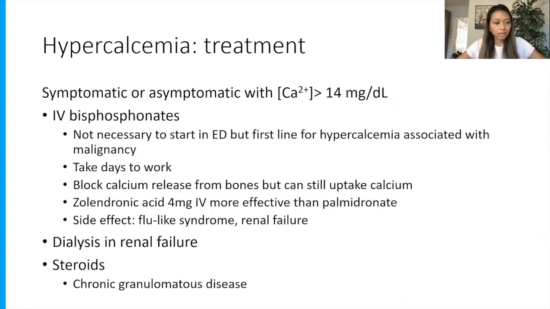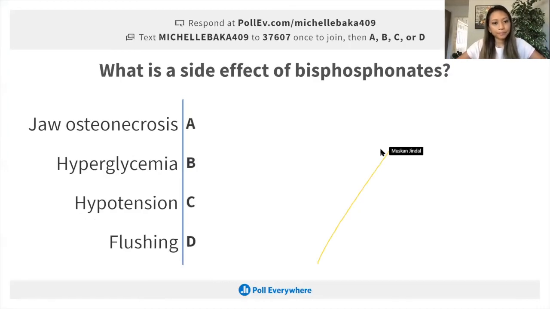You can do IV bisphosphonates, which again, not necessary to start in the ED, but it's first line for malignancy-associated hypercalcemia, dialysis if they're in renal failure, or steroids if they have granulomatous disease. So what is a side effect of bisphosphonates?